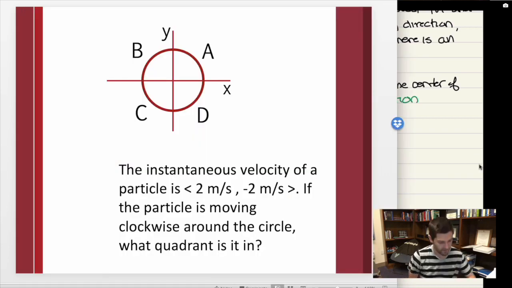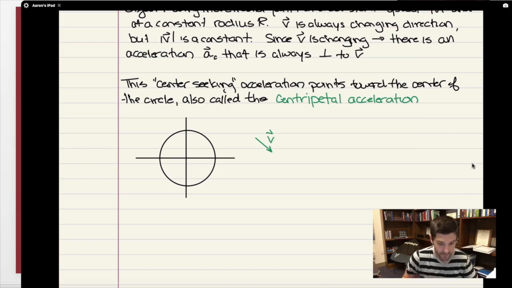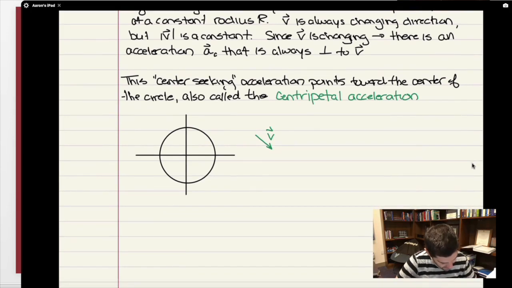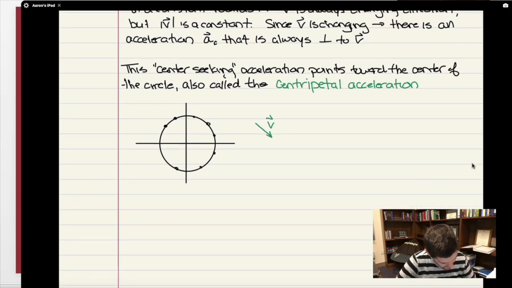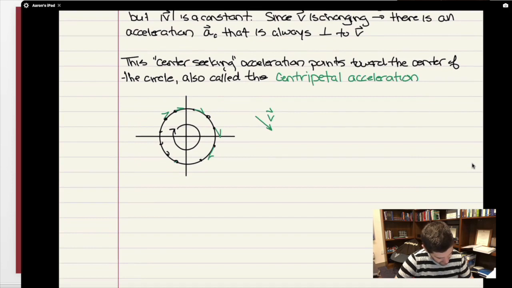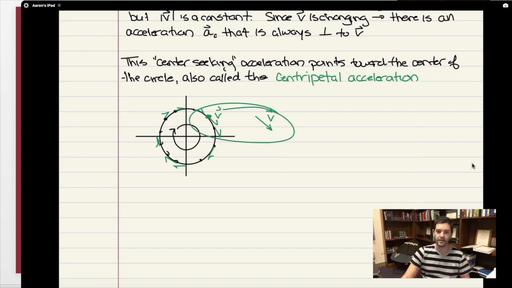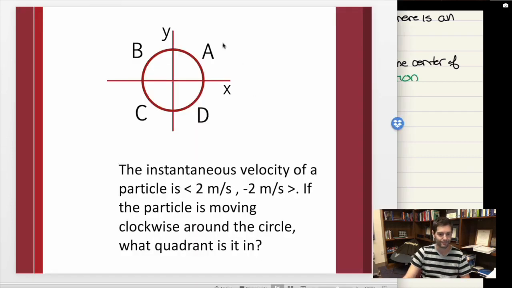So if the particle is moving around the circle, I might say if it starts here, then it's here, here, here, here, etc. It is moving clockwise around the circle. So I would imagine that the velocity might look something like this as it moves around. In which case, then I would say, a point like right here might be correct. So I would say that it was in quadrant A.